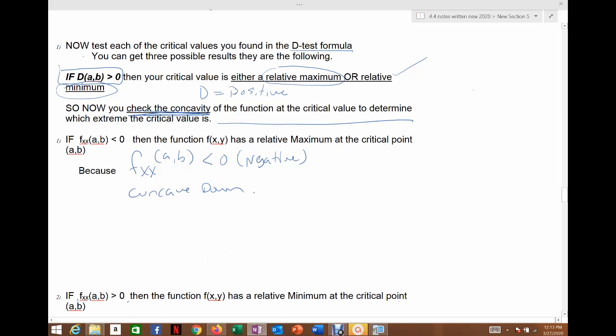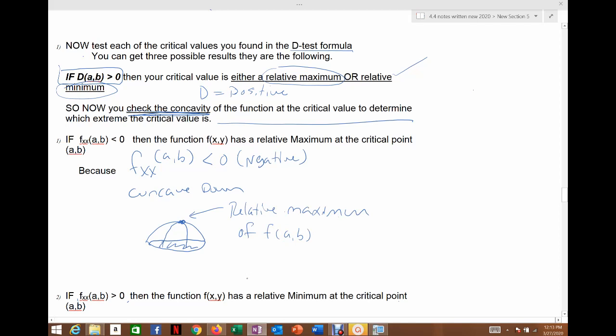And the D-test means it's concave down in both directions. So that means it's concave down in the x direction, and it's concave down in the y direction. And so in three dimensions, this would be the shape that we have. That would give me a relative maximum at f of (a, b).